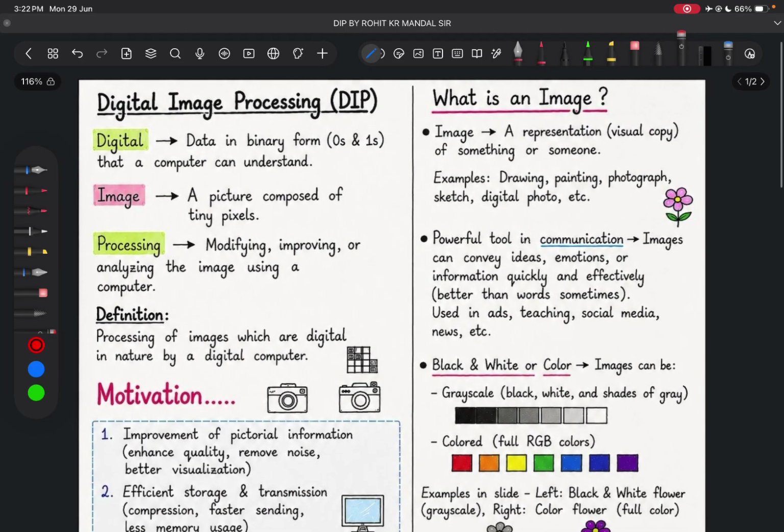Now we have the next topic: what is an image? Let's understand what an image actually is. An image is a representation or visual copy of something or someone, which means examples include drawings, paintings, sketches, photographs, digital photos, etc., which are a visual copy of something or someone.